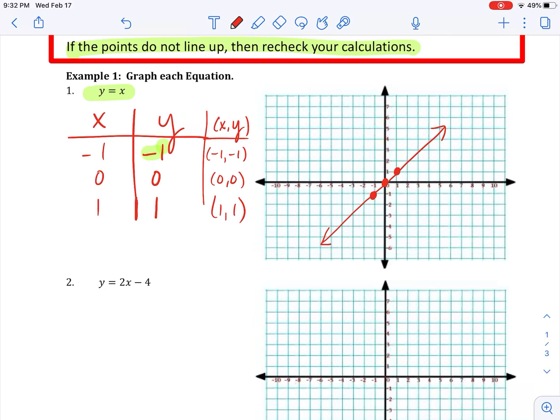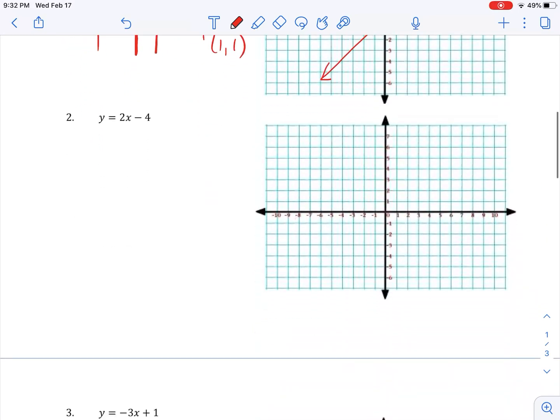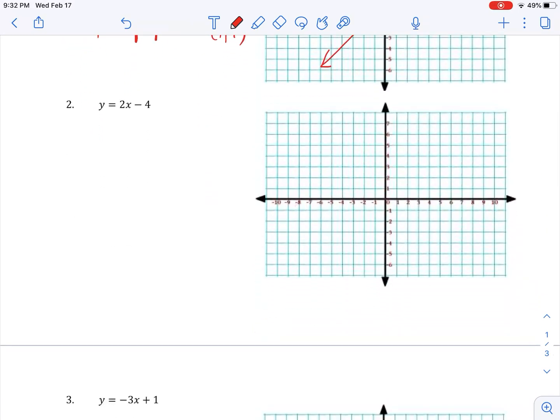All right, so there we are. We graphed our first line. Let's try it again with something a little more complicated than that. So for number 2, we are going to make those 3 columns. And the 3 columns will have x values. The next column will have 2x minus 4. And the third column, we realize that's how we're getting y. That's 2x minus 4 is equal to y.